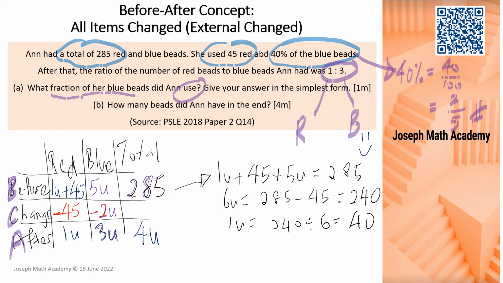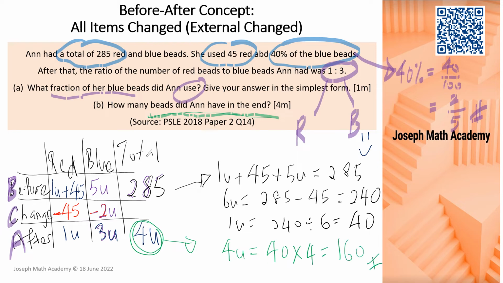Okay, now actually I can even solve part B from here. So to solve part B, let's take a look. Part B asks, how many bits did n have in the end? So in the end, which is here, n had 4 units of bits. So 40 times 4, that gives us 160. And the question is solved.